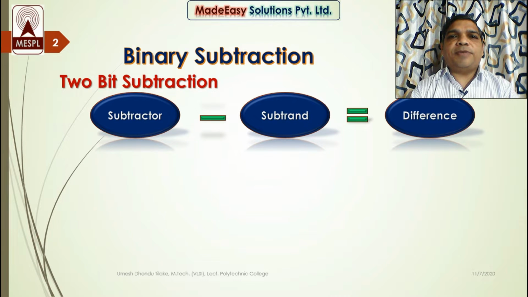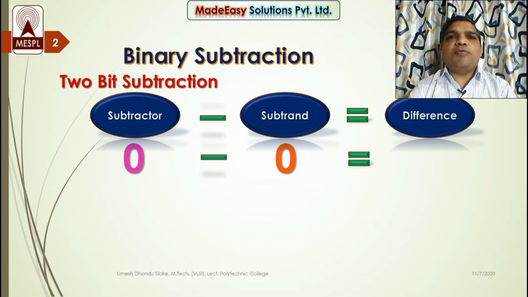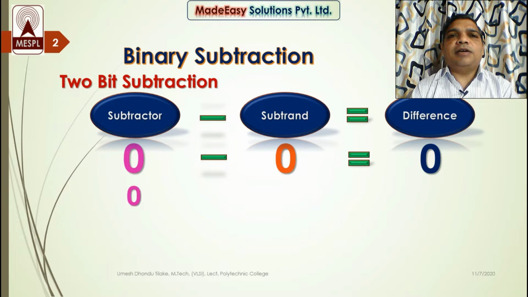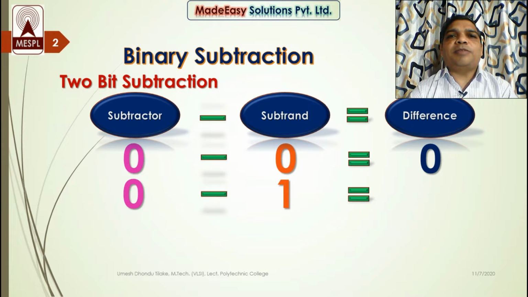So let's check our first possibility. Here both subtractor and subtrahend are 0. So 0 subtracted from 0 we will get 0, no doubt. So we have got the result 0. Now check the next possibility. Here I have a subtractor as 0 and subtrahend as 1.